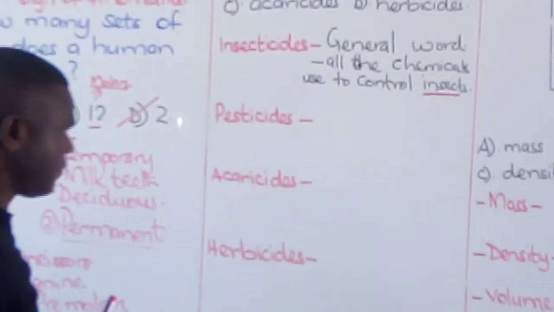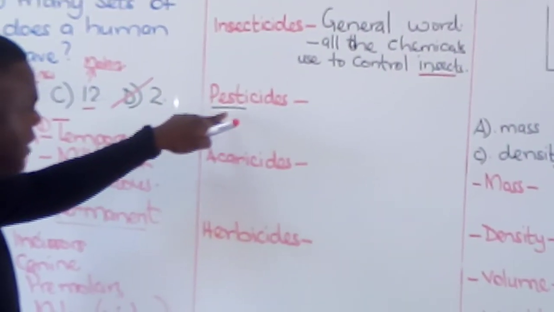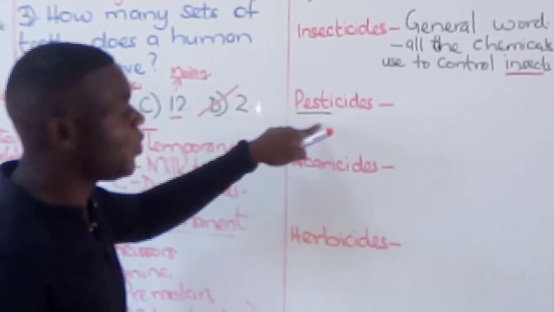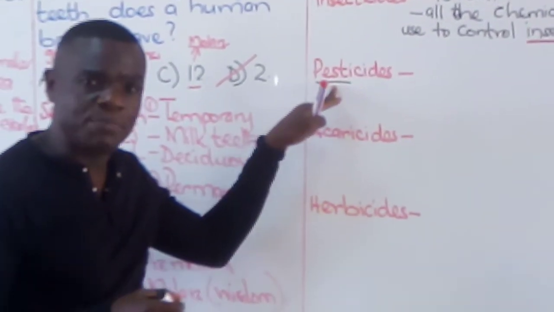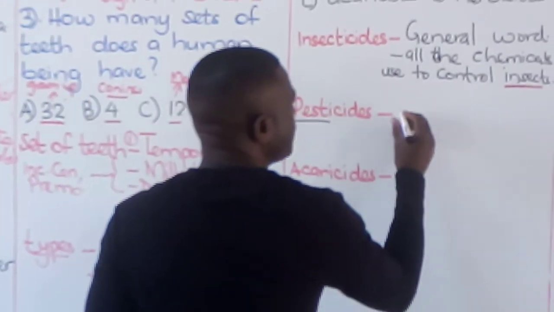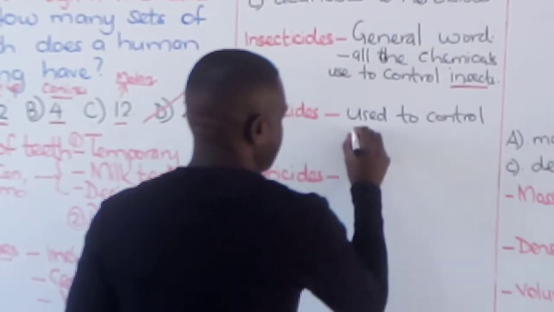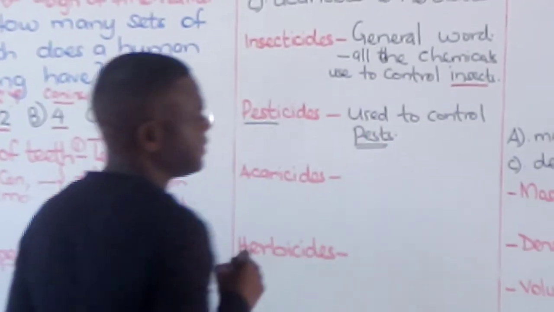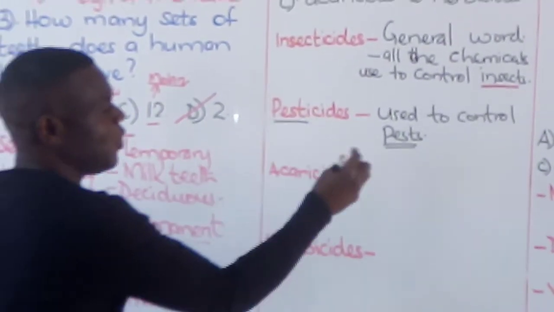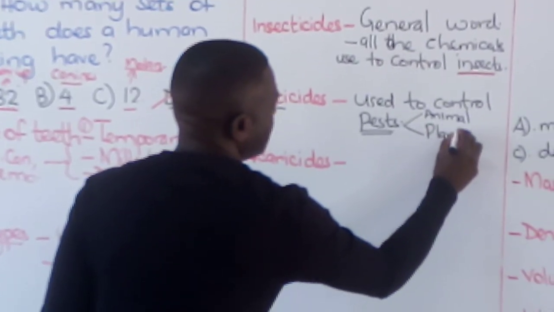Now let's come to pesticides. From the word pest. A pest is an animal that attacks either plants or other animals. That's a pest. So we have plant pests and animal pests. And so a pesticide is a chemical used to control pests. The word is pests in general, either animal or plants. I hope you understand.